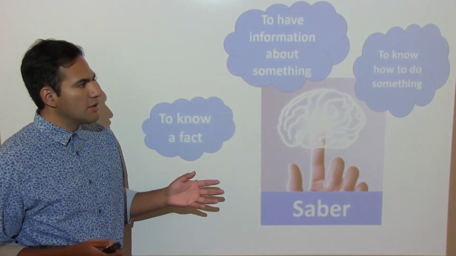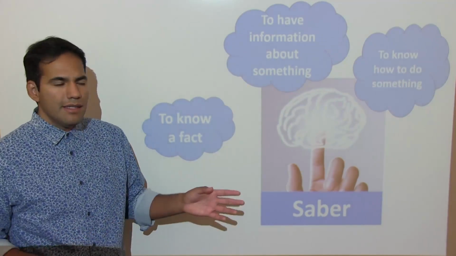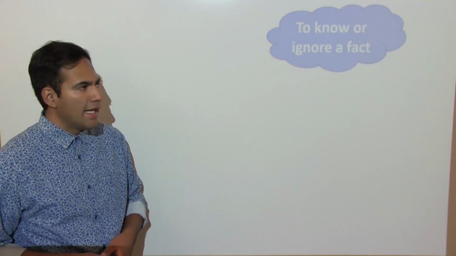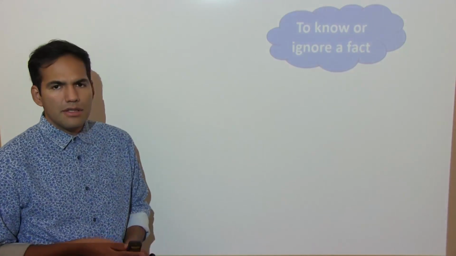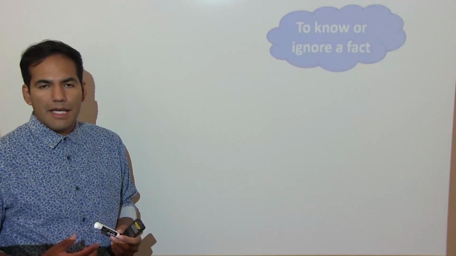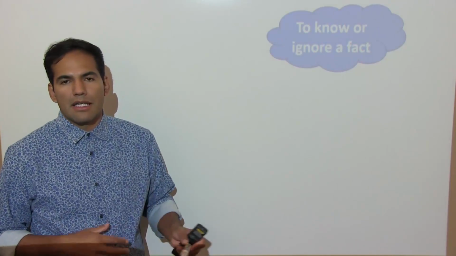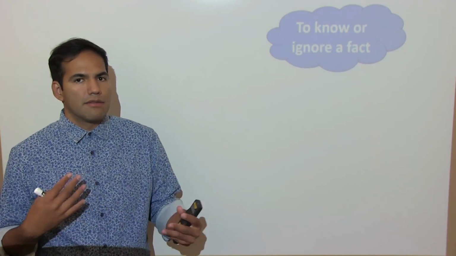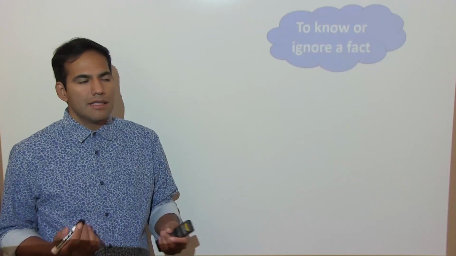And the last one, to know how to do something. This has to do a lot with skills. And let's just go and give a few examples of them. So to know or ignore a fact. As I was saying, it could be any type of information that you obtain from school, that you obtain from work, anything that you know.